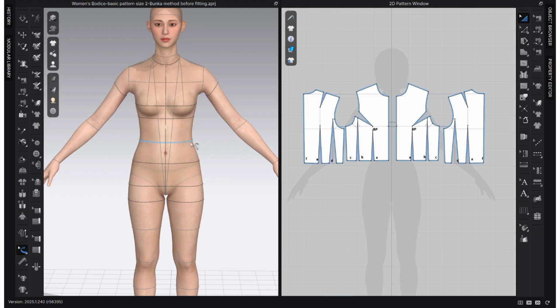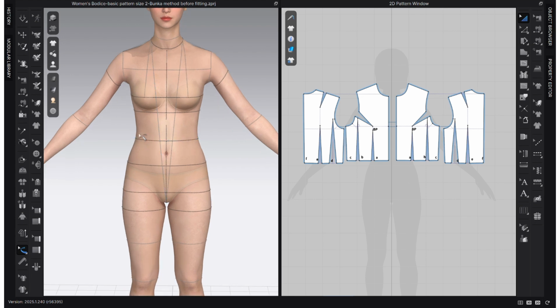Then step back and look at the body from the front and side. The waistline should be visually balanced, not too high, not too low, in relation to bust and hip. As you see in our avatar, it's a bit lower than the narrowest part of the torso. So this is the natural waistline where we usually put the waist of our pants or skirt, especially the high-waisted ones.